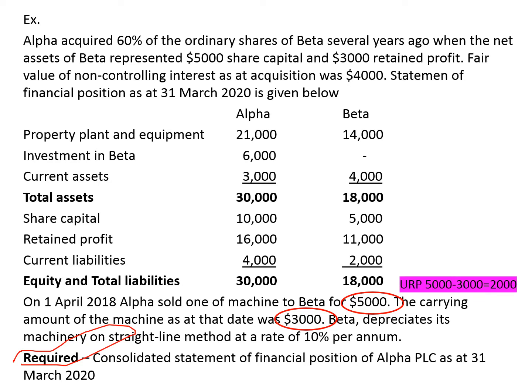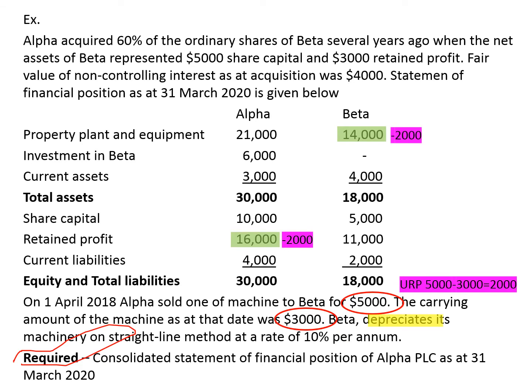So this unrealized profit is included in Alpha's retained profit because Alpha or the parent company is the seller. So parent company has recognized a profit of 2,000 in this retained profit. At the same time, as a result of this unrealized profit, Beta company's property, plant and equipment value has increased by this unrealized profit of 2,000. So this unrealized profit should be eliminated, should be removed from Alpha's retained profit. We remove 2,000 and from Beta's or the consolidated property, plant and equipment we remove 2,000.